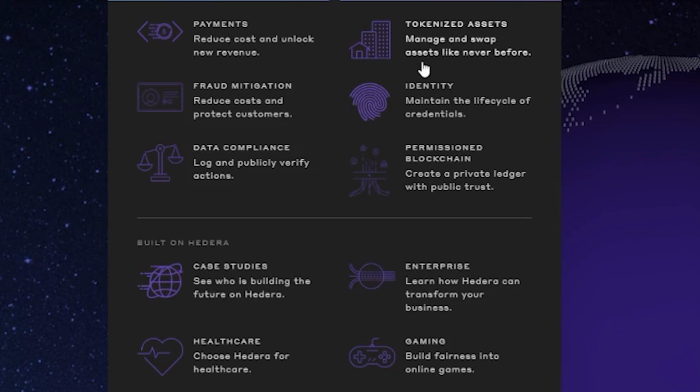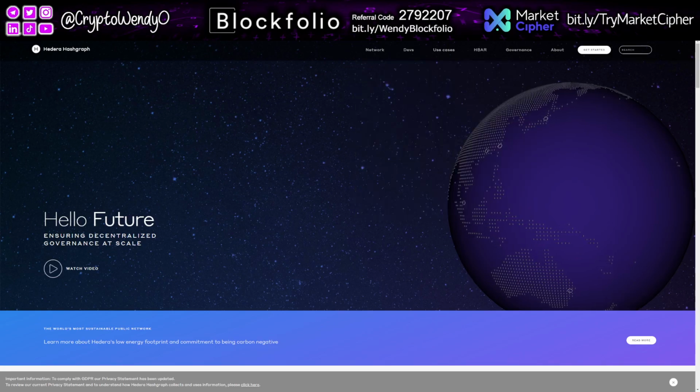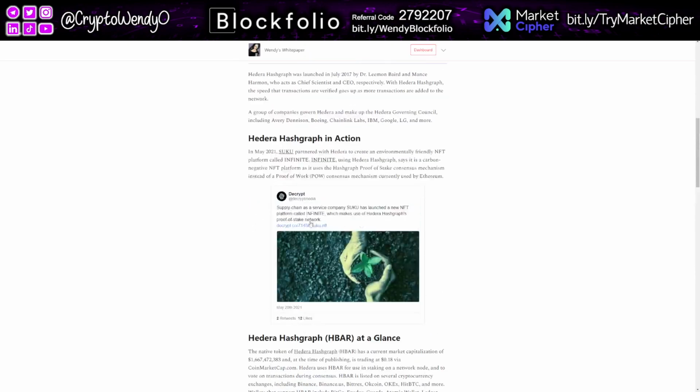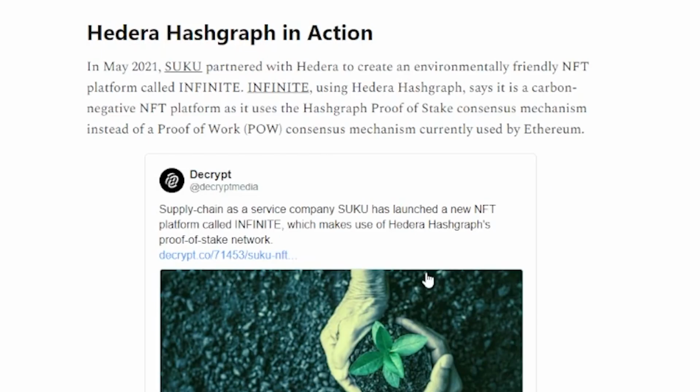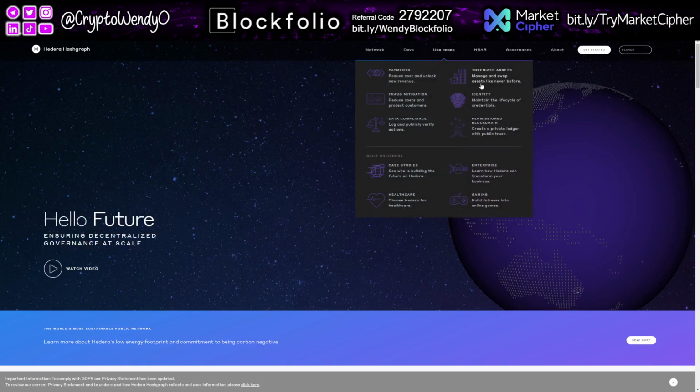Tokenized assets, manage and swap assets like never before. Right when I see this image, it's talking about real estate to me, and other assets as well. When we looked at the Wendys Whitepaper over here at this little area, they have this platform called SUKU, which was partnered with Hedera to create an environmentally friendly NFT platform, Infinite. So that kind of makes sense with the tokenized assets over here.